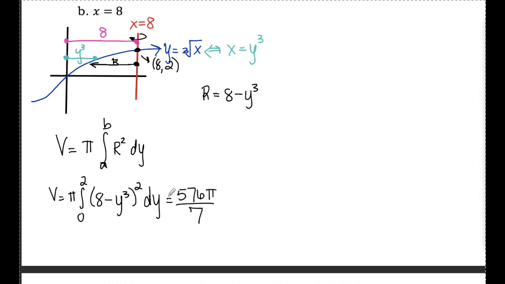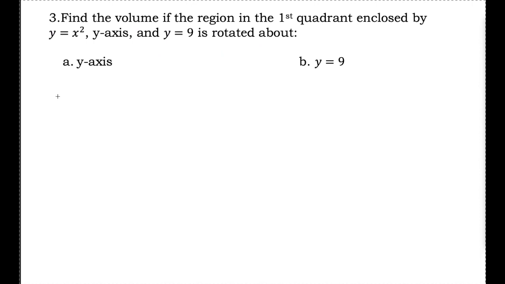Let's look at one last example. Number 3, we want to find the volume of the region in the first quadrant, enclosed by y equals x squared, the y-axis and y equals 9, is first rotated about the y-axis.